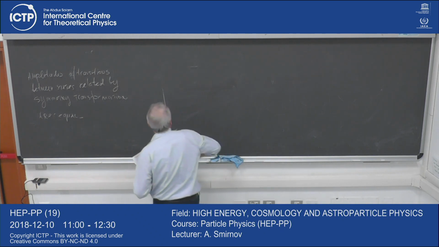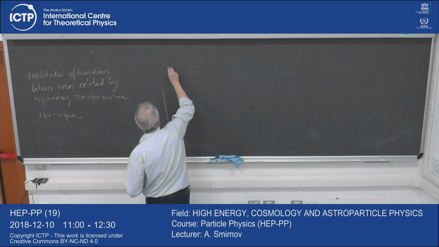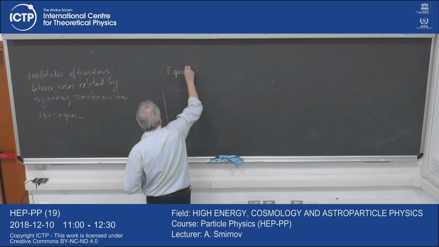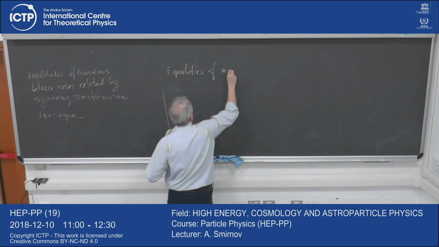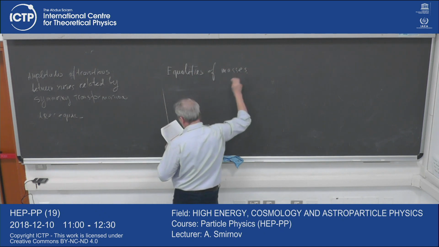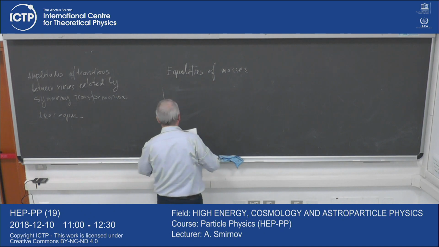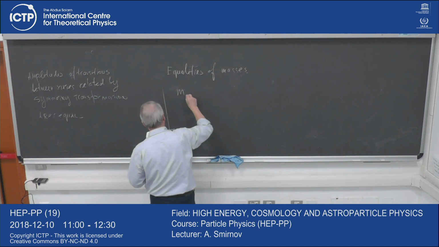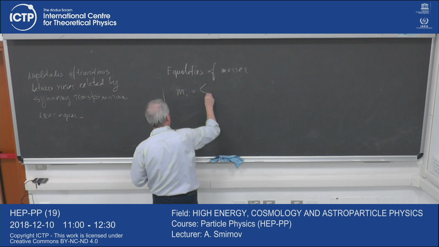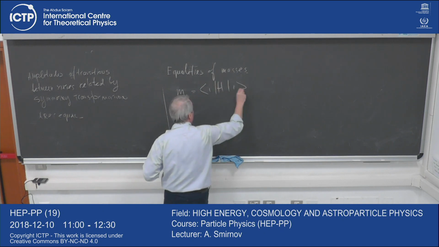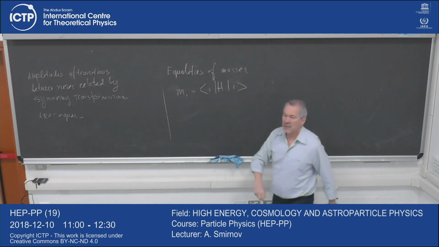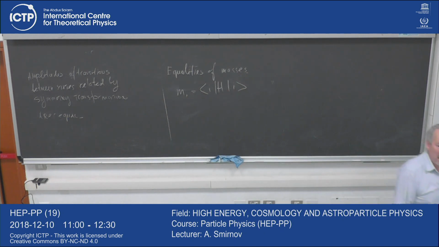Now, equality of masses, as a consequence of symmetry. So mass can be determined as a matrix element of this type. We have the state I, and Hamiltonian. Hamiltonian is the operator of energy. And if you go in the rest frame, that gives us the mass of the state I.